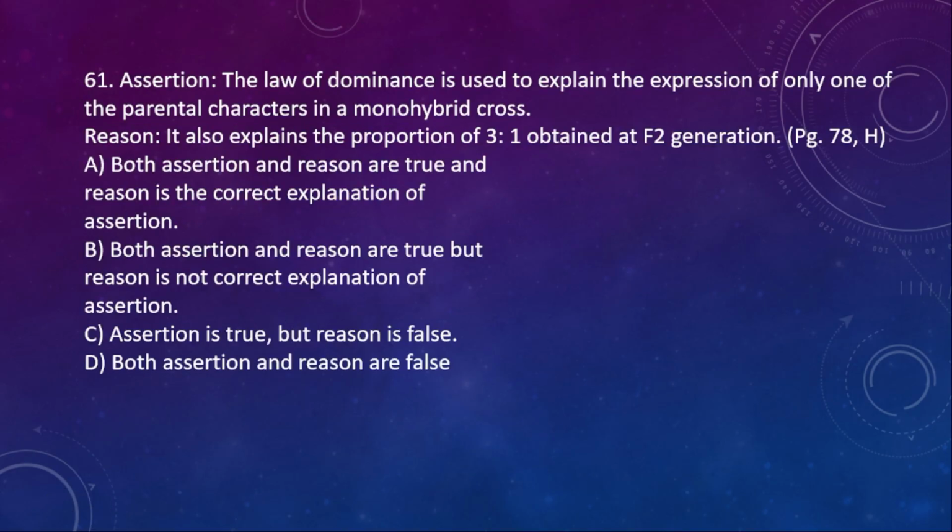61. Assertion and reason type. Assertion: The law of dominance is used to explain the expression of only one of the parental characters in a monohybrid cross. Reason: It also explains the proportion of 3:1 obtained at the F2 generation. So here the right option is option B. Both assertion and reason are true, but reason is not the correct explanation of assertion.